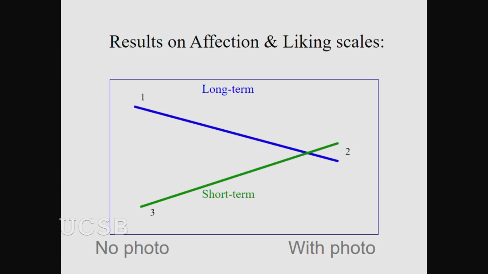This is the short-term groups. They've never interacted with each other. They never will again. And when they didn't have a photo, they had no other information. They were strangers and had to work together. That's the bottom left corner. They didn't like it. They didn't particularly like each other. There were low scores on affection, and low scores on liking each other.